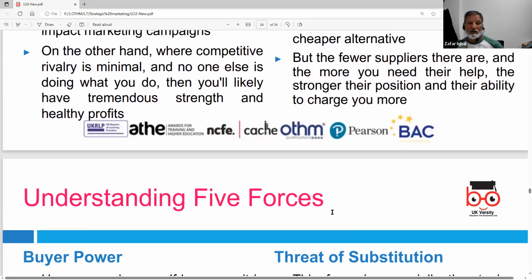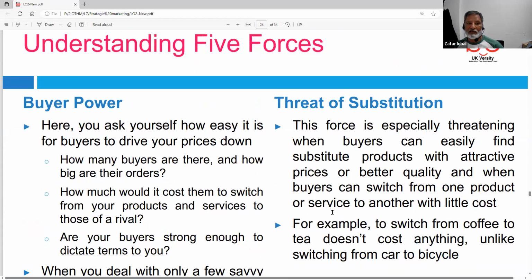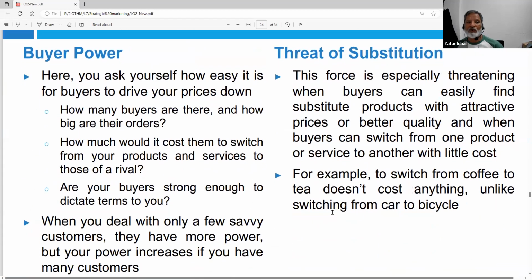The third factor is buying power, or buyer power. You need to know how many buyers there are, and how big their orders are. Are there a lot of buyers, or a small number of buyers, and what do they buy from you? Do they buy in large quantities, or do they buy in smaller quantities?